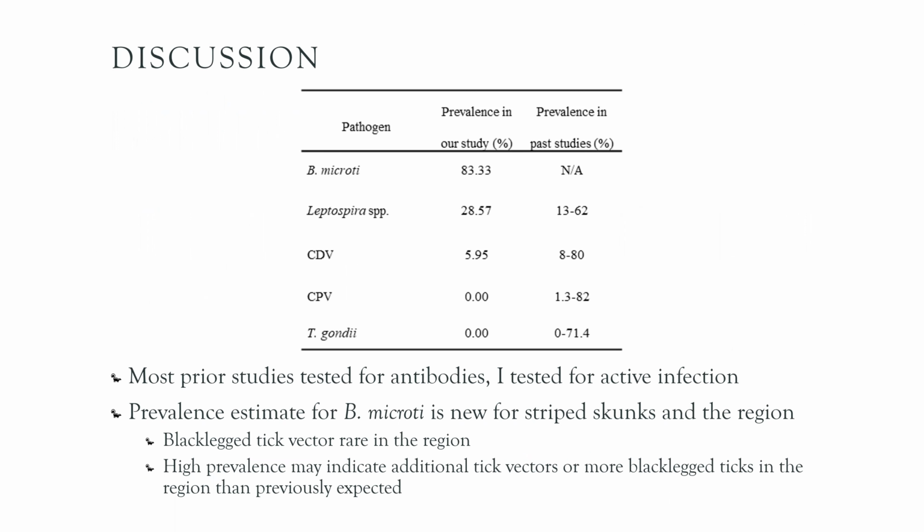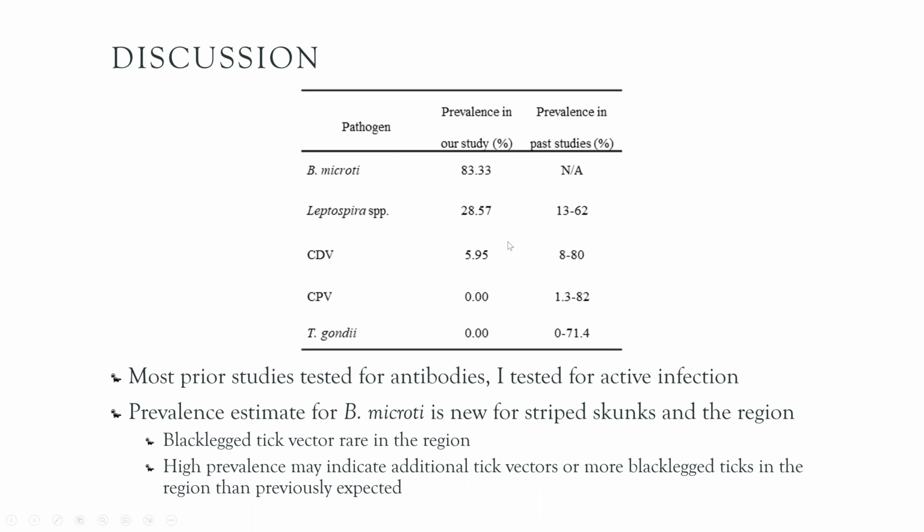So when I take a look at the prevalence in this study versus the prevalence in prior studies, I run into a few little issues. The first of which being that I detected about 83% prevalence of Babesia microti in striped skunks in Southern Illinois, but there have been no prevalence studies done in the past for Babesia microti in striped skunks. So there's nothing really to compare that to and what that looks like elsewhere.